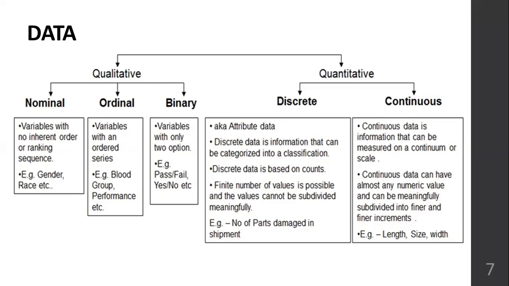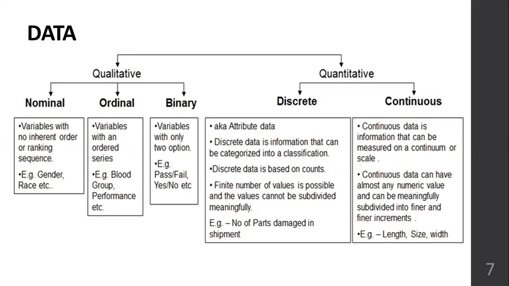How many parts of the shipment were damaged? You can't say 5.5 shipments are missing. No, either 5 shipments are missing or 6 shipments are missing. So it's based on the count. That is discrete data. Here you use the bar graph.